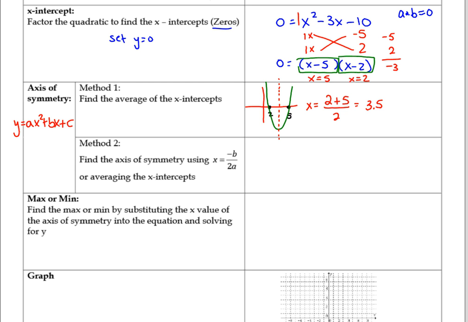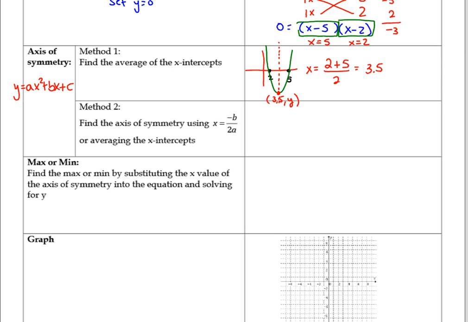Okay, that's my axis of symmetry then. Because halfway, we know now the x-coordinate of our vertex has to be at 3.5. We don't know the y value, but we know the x. It's halfway between the x-intercepts, because the axis of symmetry will cut it in half, and the axis of symmetry goes through our vertex.